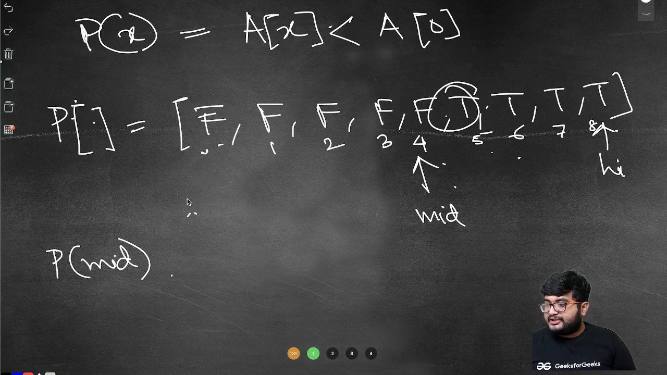That is what we have to ensure. So what is the best place where low can sit? Low can sit here because A of 4 is false. So low sits here, right?